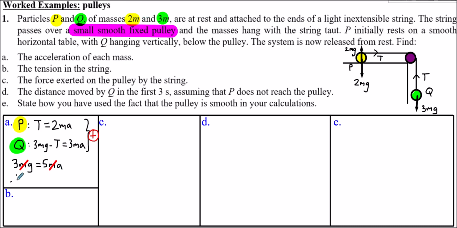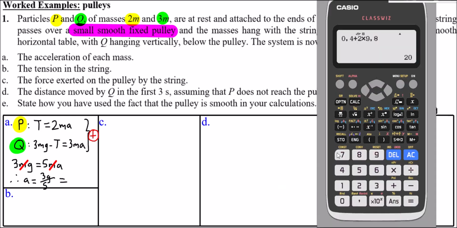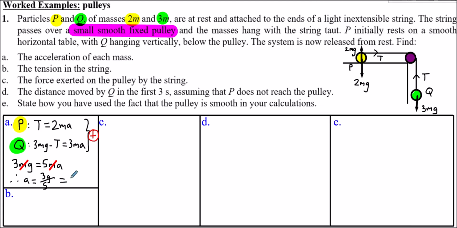So therefore A is simply 3g divided by 5, so 3g all over 5. Let's sub in what g is, of course. g is 9.8, so 3 times 9.8 all over 5. That gives us 5.88 meters per second squared.